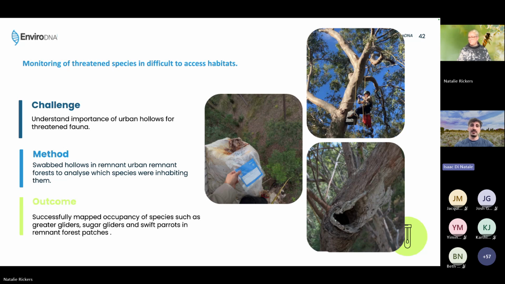And we've seen that this has been quite impactful to map occupancy of species such as greater gliders, sugar gliders, and swift parrots in remnant forest patches, to help determine if hollow-bearing trees are a limiting factor on population growth and recovery, as well as which species are outcompeting to dominate that limited habitat resource. Next slide, thanks.